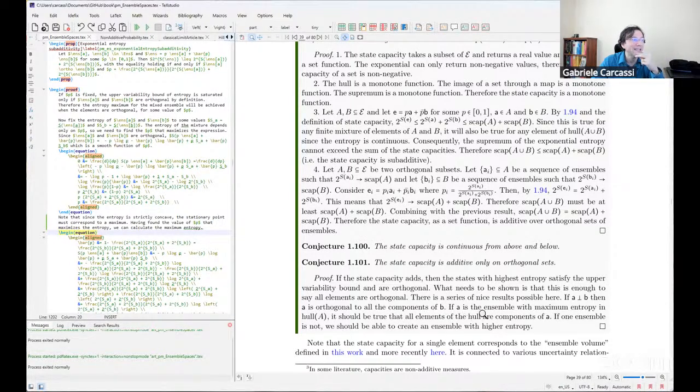And if A is the ensemble with maximum entropy in the hull of A, it should be true that all the elements of the hull are components of A, right? So if I'm making the maximum entropy spread, anything inside the set where I'm constructing the state with maximum entropy should be a component of that. And again, this makes sense classically, right? If I have a region U and I take all of the possible distributions inside there, right?